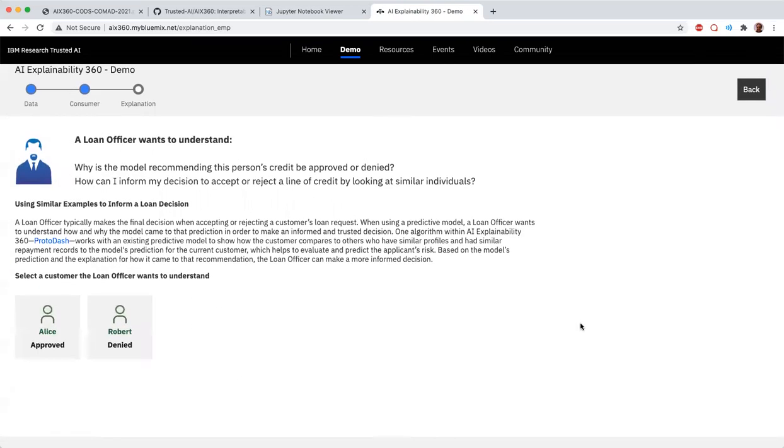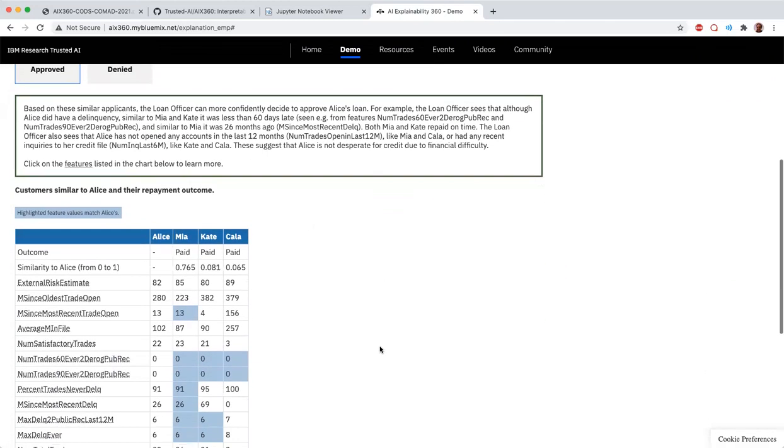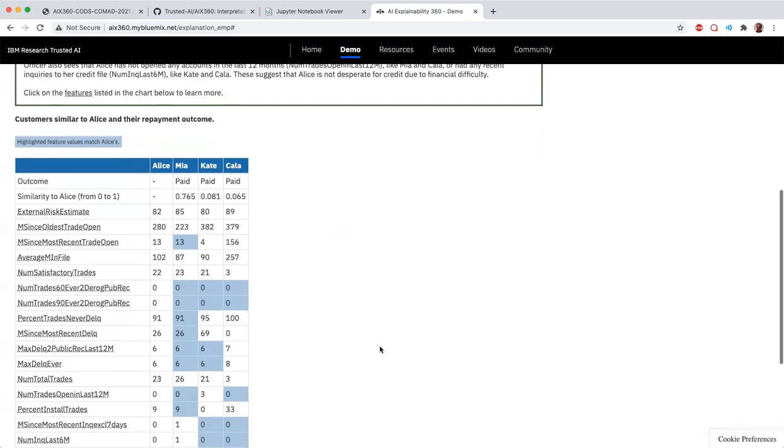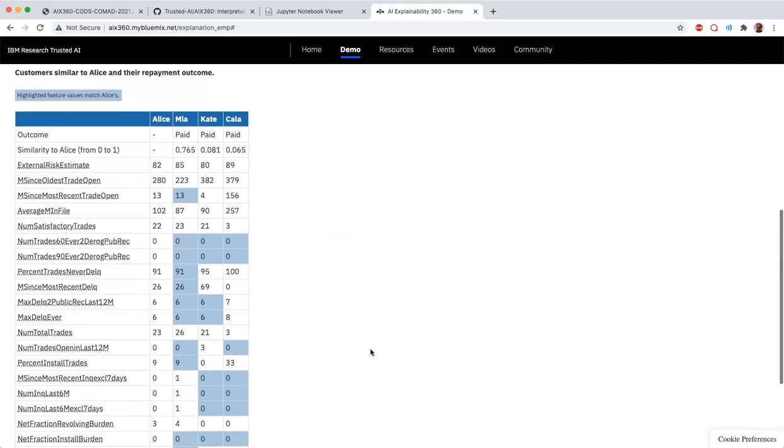Now, the loan officer is essentially interested in understanding how the AI model arrived at its decision and how that reasoning correlates with his domain knowledge. So, let's say, for example, Alice's loan has been approved. One of the algorithms in AIX 360 called Protodash essentially provides case-based reasoning. It picks up other loan applicants, Mia, Kate, and Carla, from the training data set, whose applications are very similar to Alice's, and these customers actually paid their loan on time.